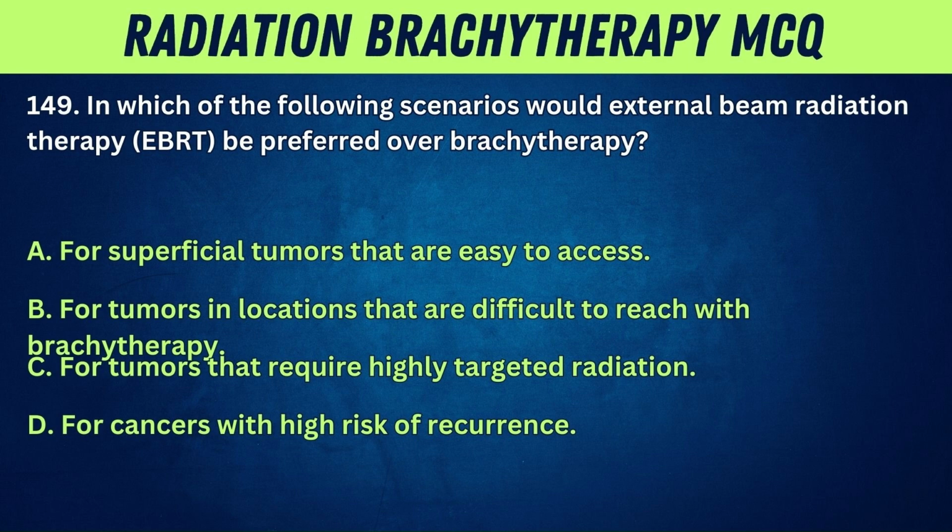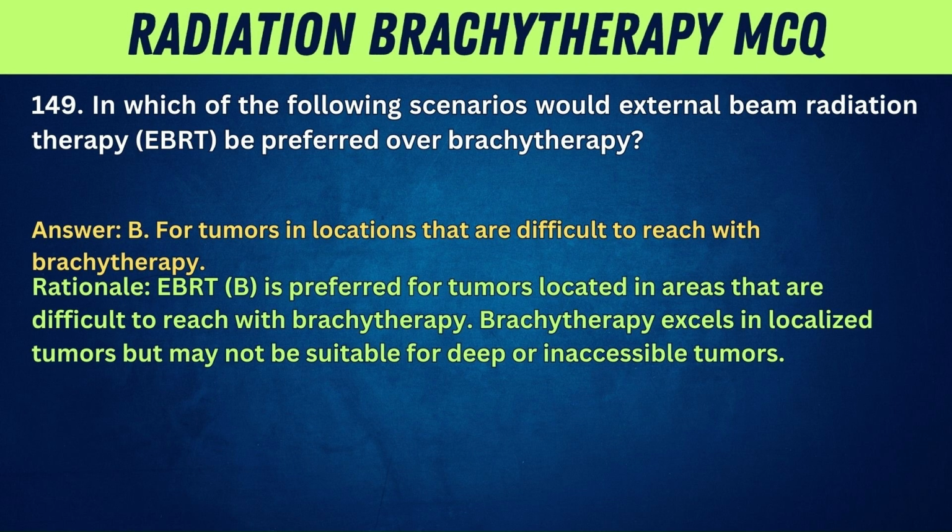B. For tumors in locations that are difficult to reach with brachytherapy. C. For tumors that require highly targeted radiation. D. For cancers with high risk of recurrence. Answer: B. For tumors in locations that are difficult to reach with brachytherapy. Rationale: EBRT, B, is preferred for tumors located in areas that are difficult to reach with brachytherapy. Brachytherapy excels in localized tumors, but may not be suitable for deep or inaccessible tumors.